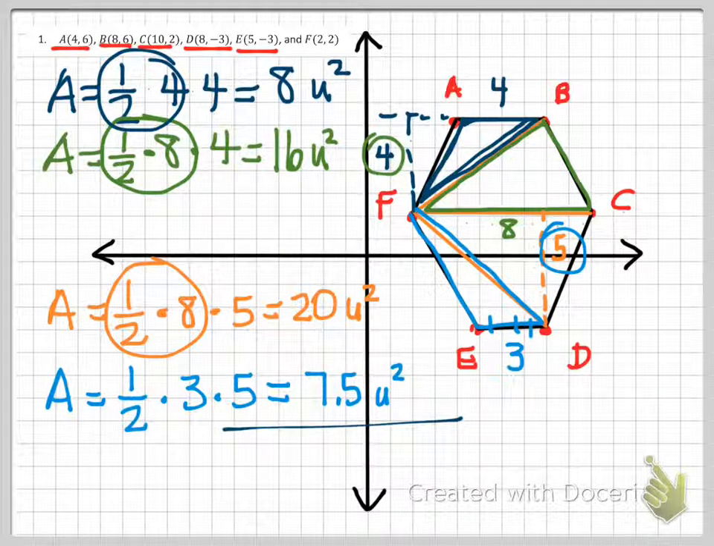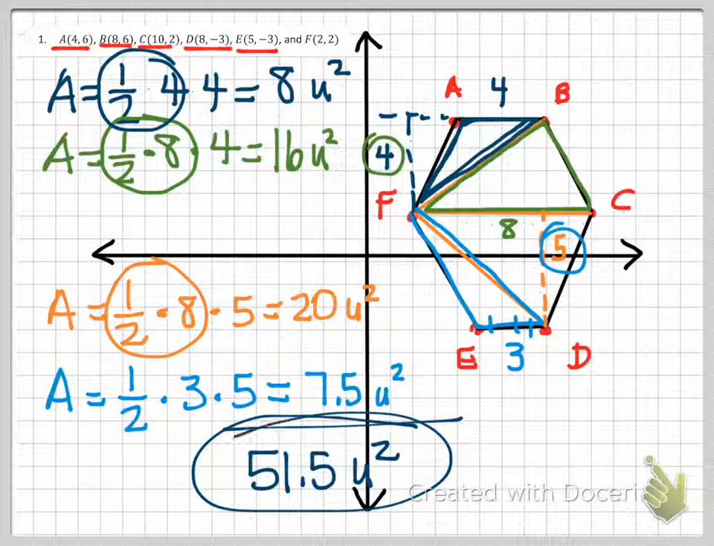And then if I add all these together, 20 and 16 is 36. 8 more is 44. And 7.5 more than that is 51.5. So 51.5 square units is the entire area of our created shape.